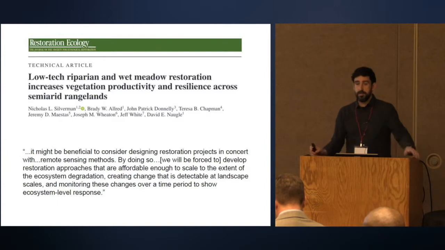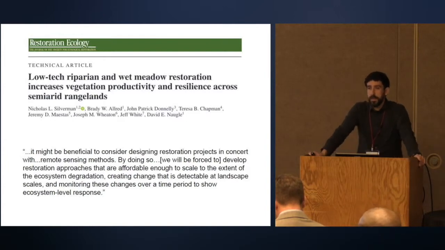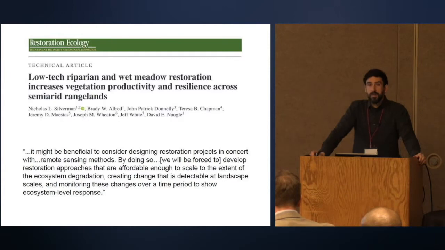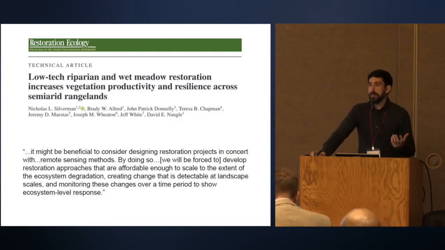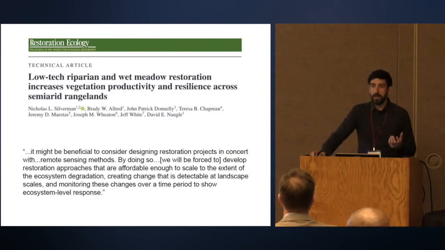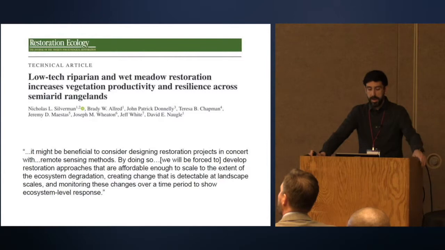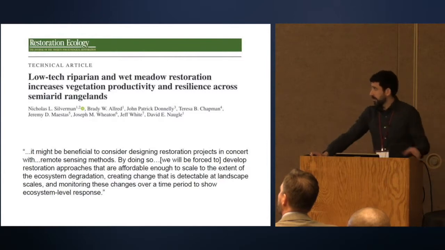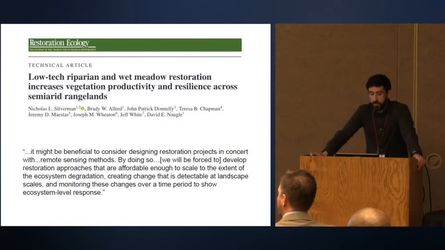This was a presentation that I gave at SRM in 2018 in Reno. Subsequently, it was turned into a publication, but it was focused on just looking at the efficacy of mesic and riparian restoration based on low-tech and process-based methods across the West. I want to read to you a quote from our conclusions in that paper.